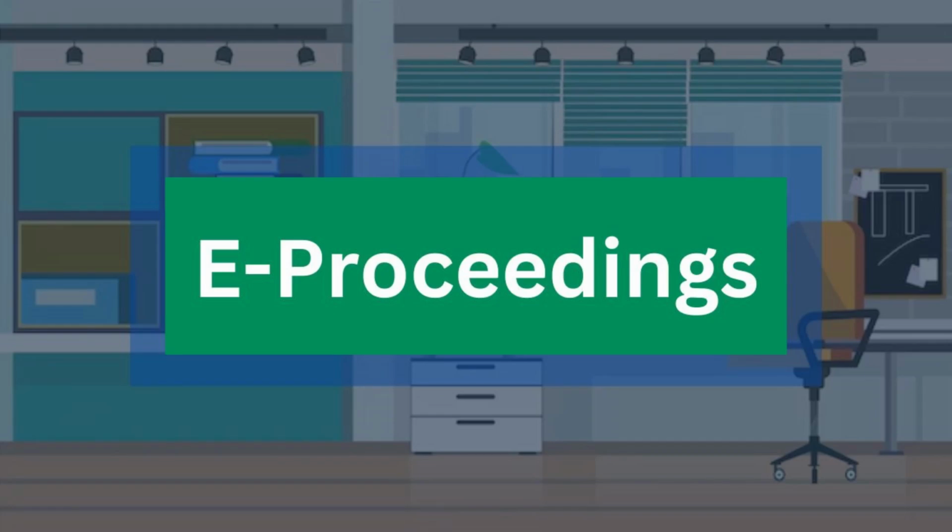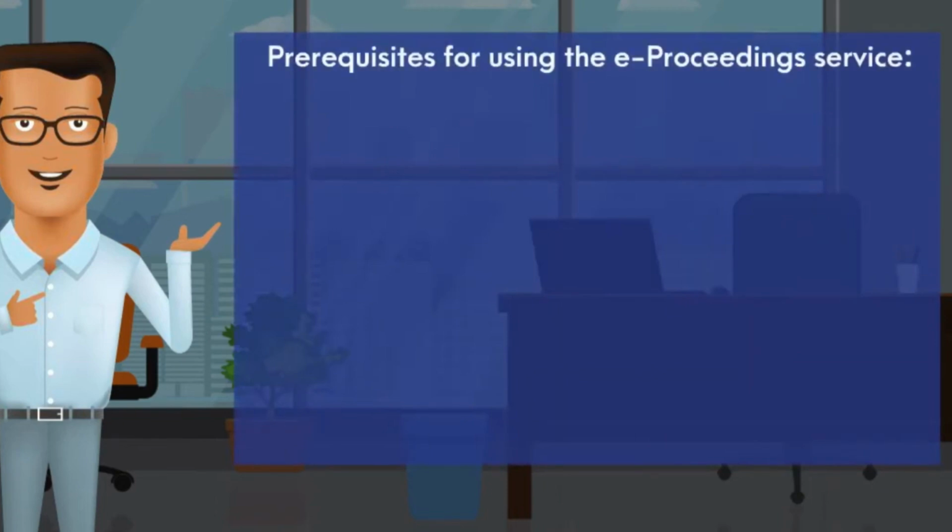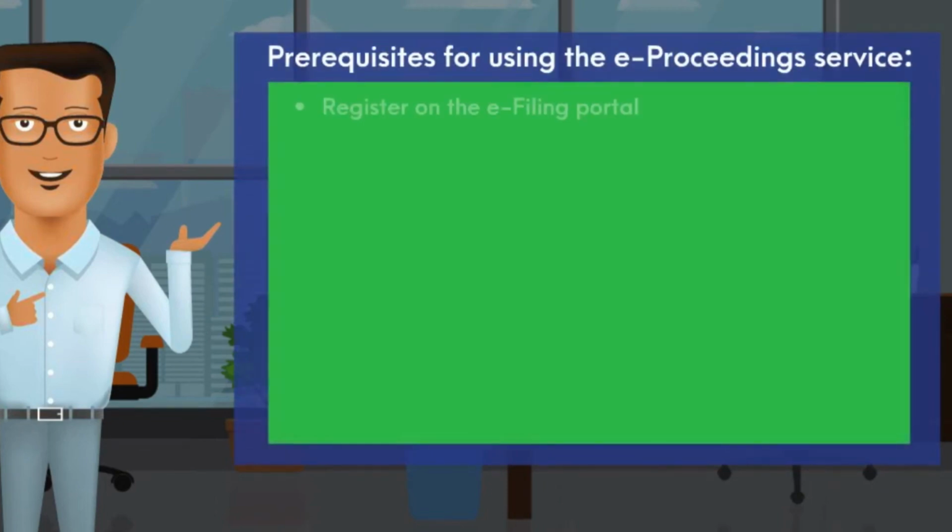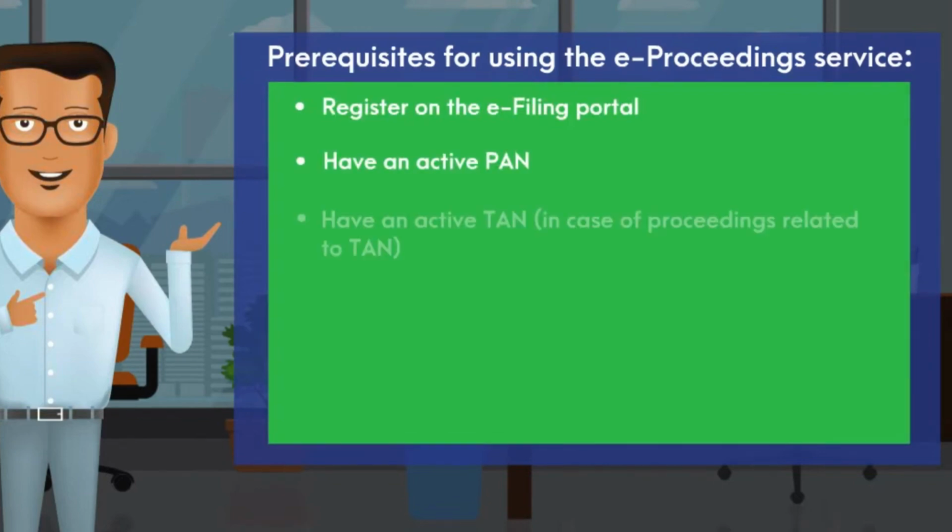Have you received a notice, intimation, or letter from an income tax authority? You need to respond to it using the e-proceedings service on the e-filing portal. To use this service, you must be registered on the e-filing portal and have an active PAN or an active TAN, as the case may be.